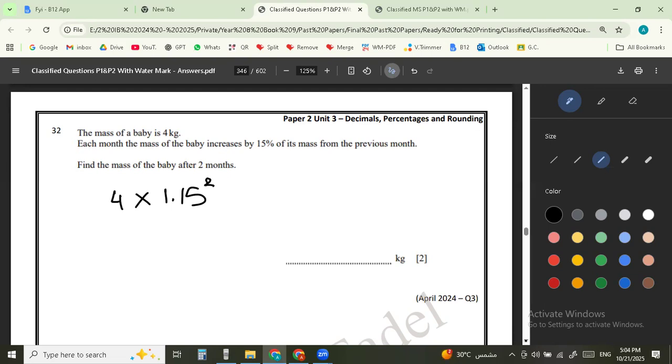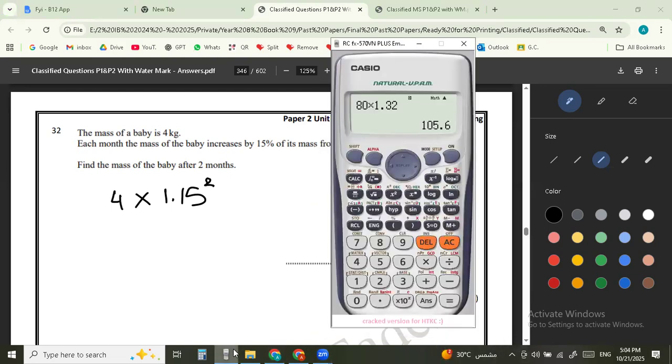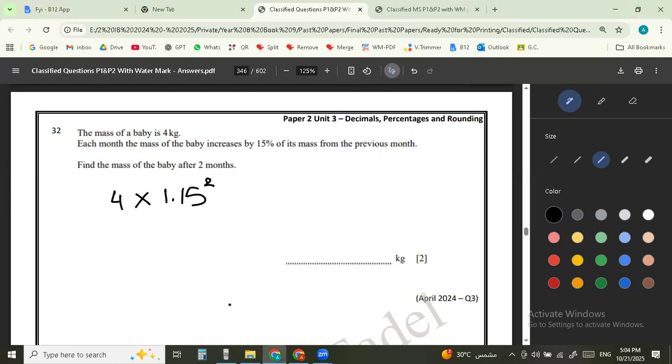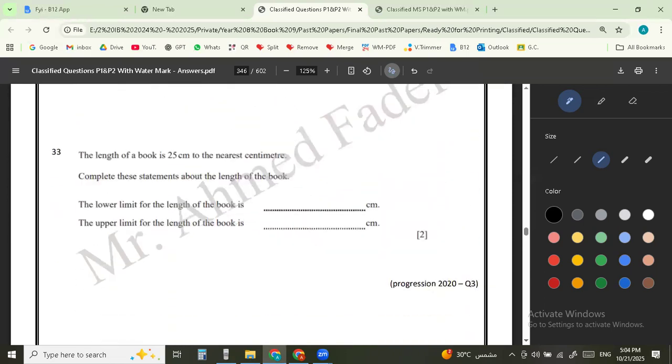The answer is going to be 4 times 1.15 squared equals... 5.29 exactly. So it is going to be 5.29 kilograms after 2 months.